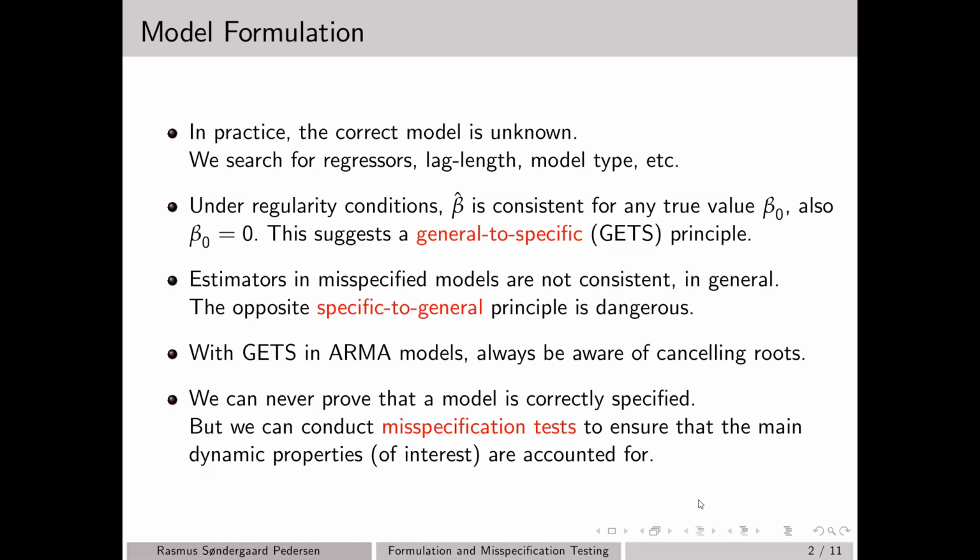What should the lag length be if we are dealing with dynamic models? And what kind of model should we actually have? Say, should it allow for time-varying heteroscedasticity or something else? In this course, we will focus on the principle of general to specific when we find the preferred model. So the main idea is that we start out with quite general model and then try to reduce it.